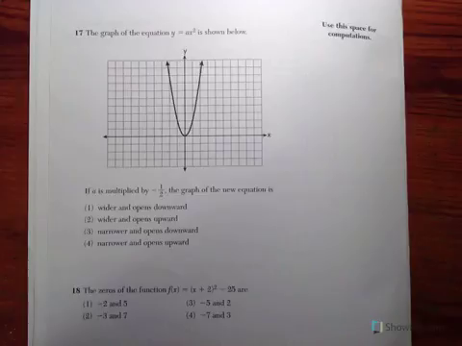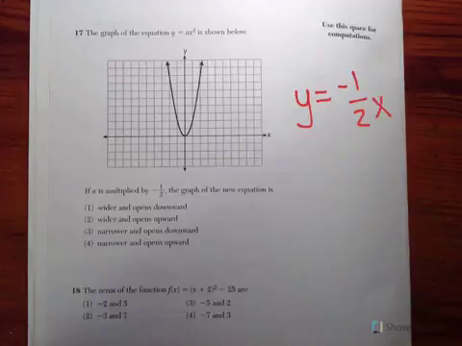Number 17. The graph of the equation y equals ax squared is shown below. If a is multiplied by negative 1/2, the graph of the new equation is wider and opens downward, wider and opens upward, narrower and opens downward, or narrower and opens upward. Well, if you're multiplying it by a negative 1/2, okay, and we have negative 1/2 x squared, well, the negative sign will make this flip upside down, so it's going to open downward, so it can't be choice 2, and it can't be choice 4. It's either choice 1 or 3.